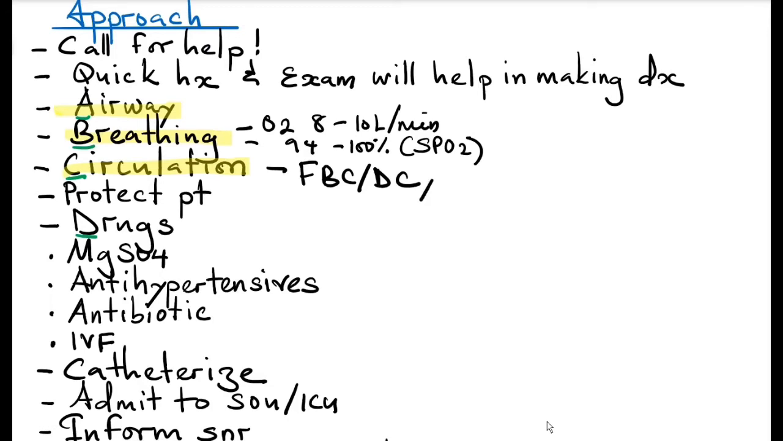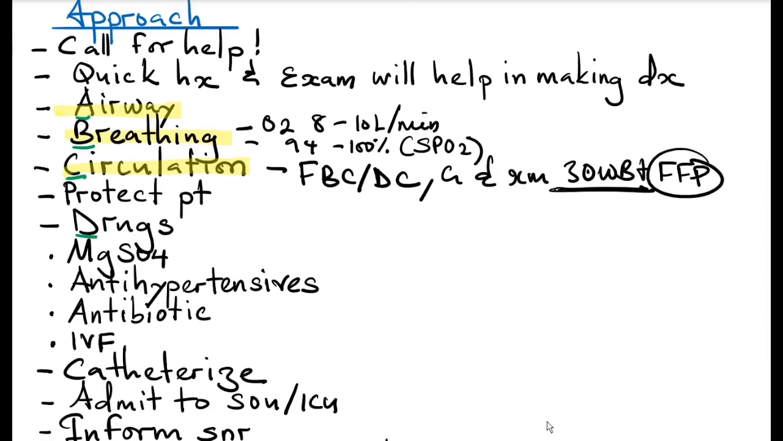You can also collect blood for group and cross match, 3 units whole blood, and fresh frozen plasma. Remember, these patients are at risk of hemolysis, disseminated intravascular coagulation, low platelet count. That is why you need your fresh frozen plasma, whole blood.